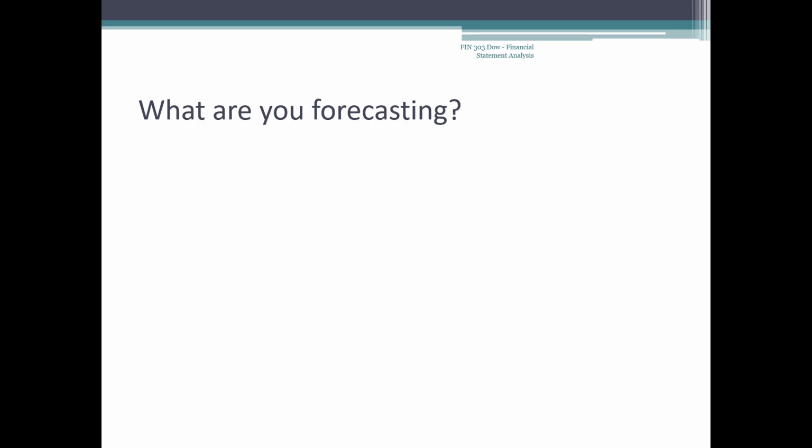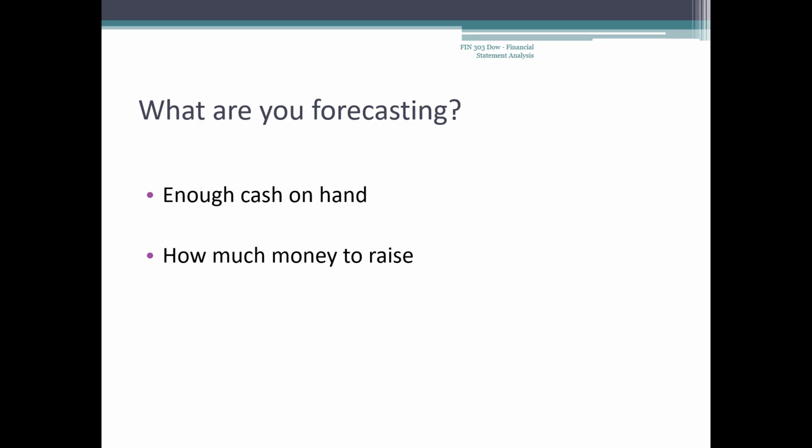The pro forma financial statements in the financial plan will include forecasts for a number of different items. The cash budget will have forecasts of cash flows to show that we will have enough cash on hand. The financial plan will indicate if there will be a need to raise money in the future and how it would be raised. Finally, there will be forecasts of future earnings to show whether asset purchases can be funded internally and whether any money borrowed externally can be repaid.